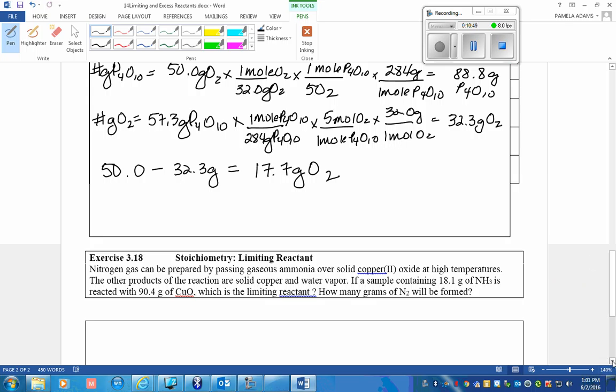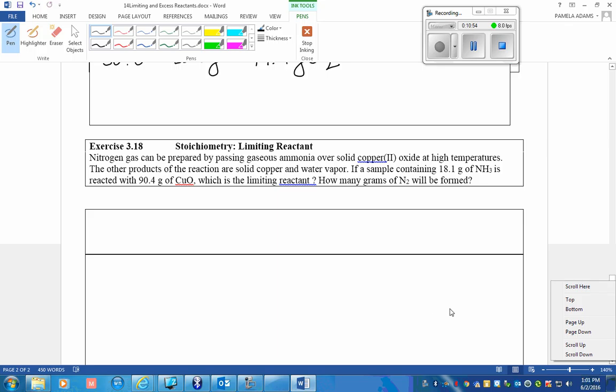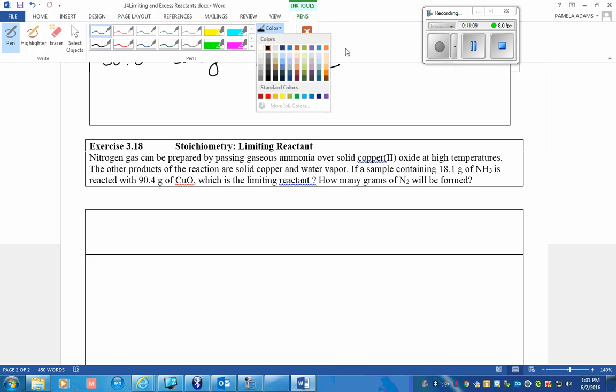All right, one more problem. Nitrogen can be prepared by passing gaseous ammonia over solid copper II oxide at high temperatures. The other products of the reaction are solid copper and water vapor. Let's just write an equation really quick before we go any further.